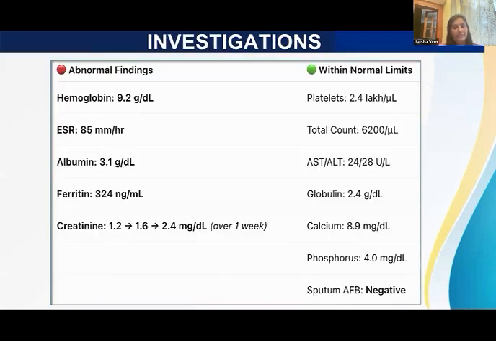When we investigated her in detail, we could see that she had anemia, a raised ESR, and hypoalbuminemia. And over 1 week, her creatinine was slowly climbing from 1.2 to 1.6 and then reached a value of around 2.4. All other investigations were almost within the normal range. Since she had a history of TB in 2019, and with a history of weight loss, we just did a sputum AFB, which was negative.